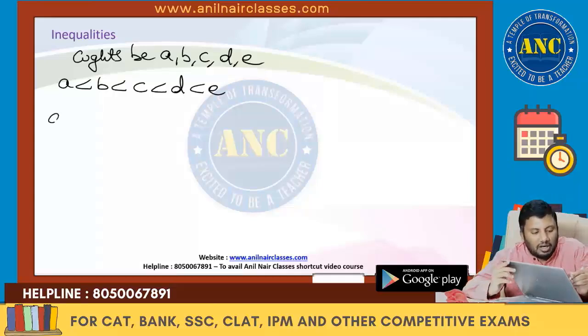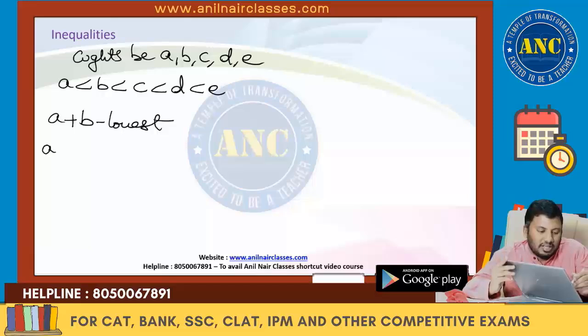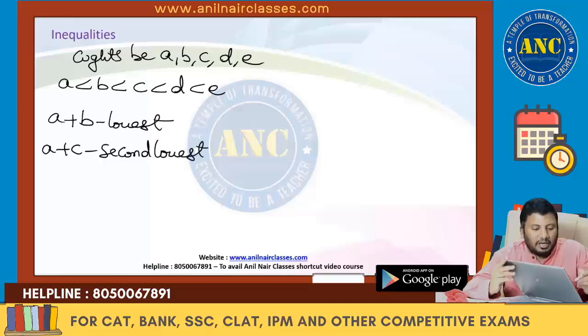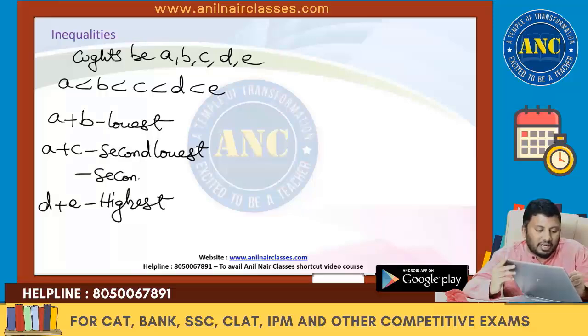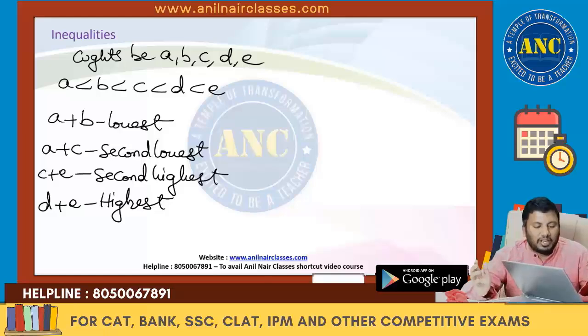What are the things that we can determine? Lowest we can determine, as we just discussed. Second lowest we can determine. Highest we can determine. Only these 4 can be determined. Second highest we can determine. Second highest is given by C plus E. These 4 we can determine.